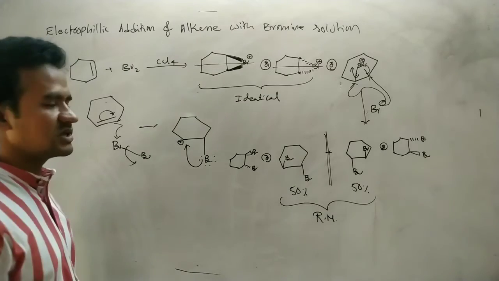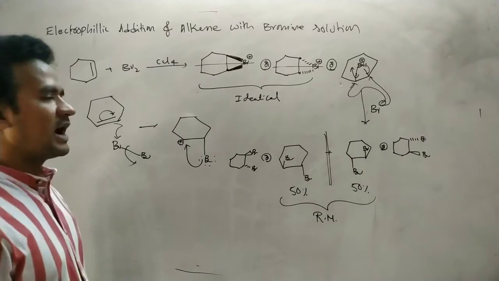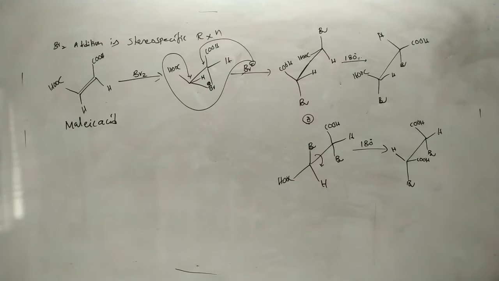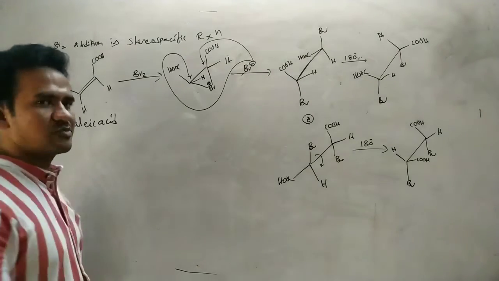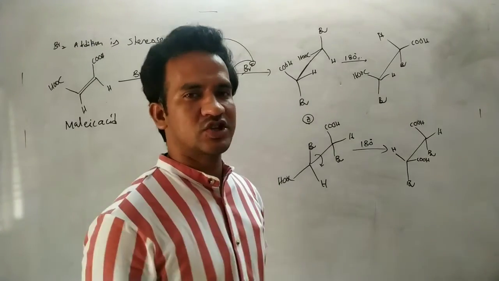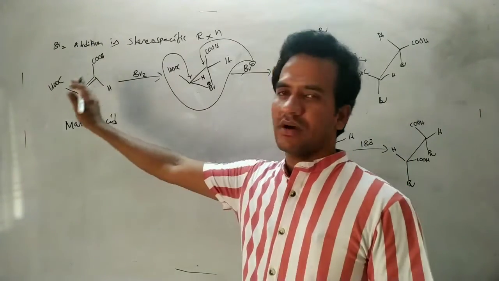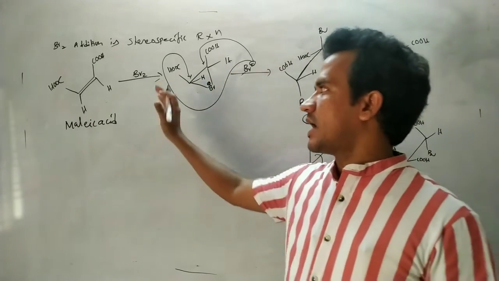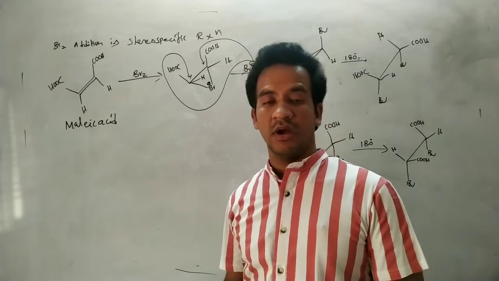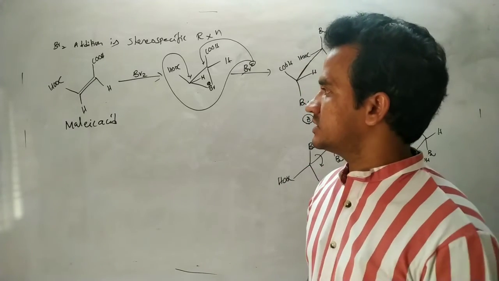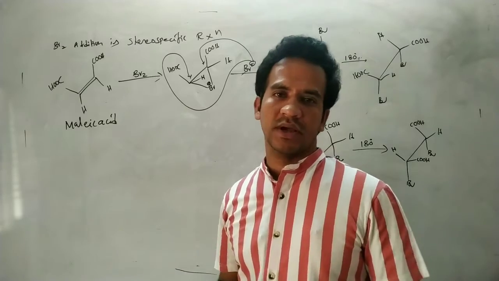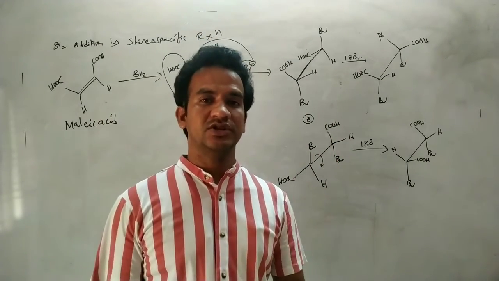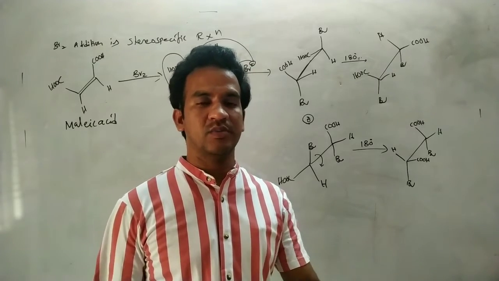Now let us discuss some interesting examples in this bromine addition reaction. See this one. The bromine addition is a stereospecific reaction. How is it a stereospecific reaction? Because addition with maleic acid gives a product with a specific stereochemistry, and addition with fumaric acid gives a product with a different stereochemistry. So maleic acid produces one type of product and fumaric acid produces a different type of product. So it is a stereospecific reaction. It is an anti-addition working with the cis-alkene differently from the trans-alkene.